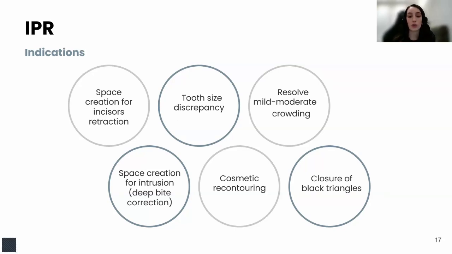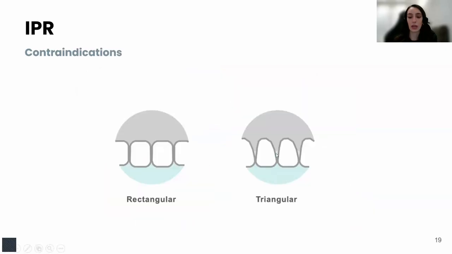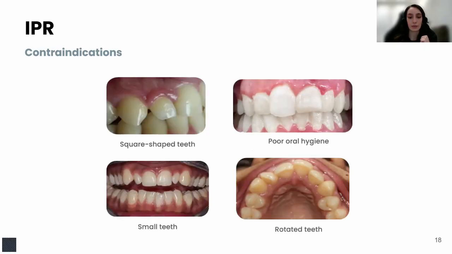IPR can also be used for cosmetic recontouring or for the closure of black triangles. As we can see in this figure, for example, if we have black triangles here, if I plan some IPR and I strip some of the teeth from the proximal surfaces, I will be able to have better contacts between the teeth, and therefore I will be able to resolve the black triangles.